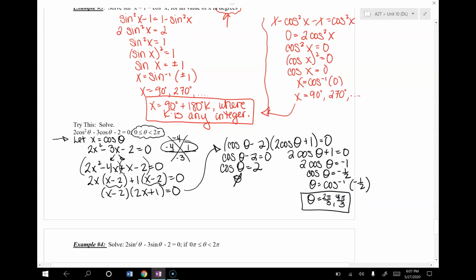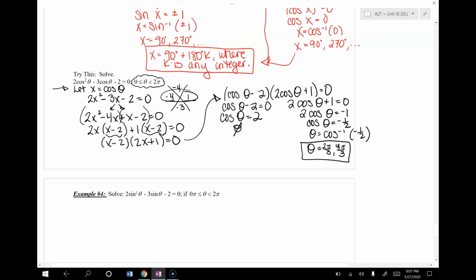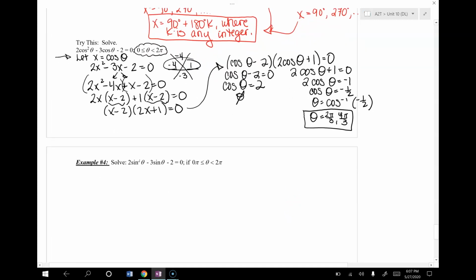Sweet. Okay, so that being said, I know example number 4 looks very similar to the try this. So I'm going to pause my video. I want you to pause your video.